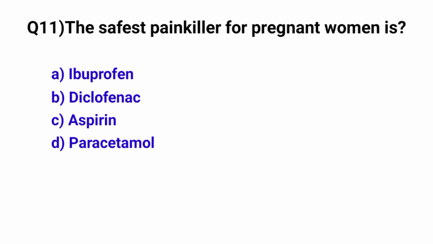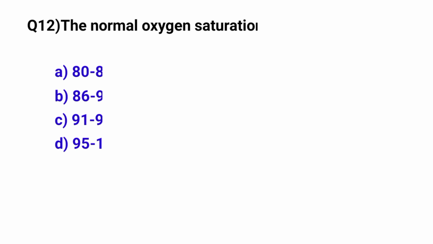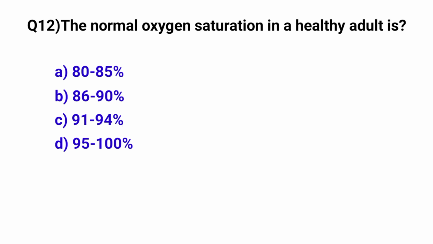Question number 11. The safest painkiller for a pregnant woman is. The correct option is D. Paracetamol. Question number 12. The normal oxygen saturation in a healthy adult is. The correct option is D. 95 to 100%.